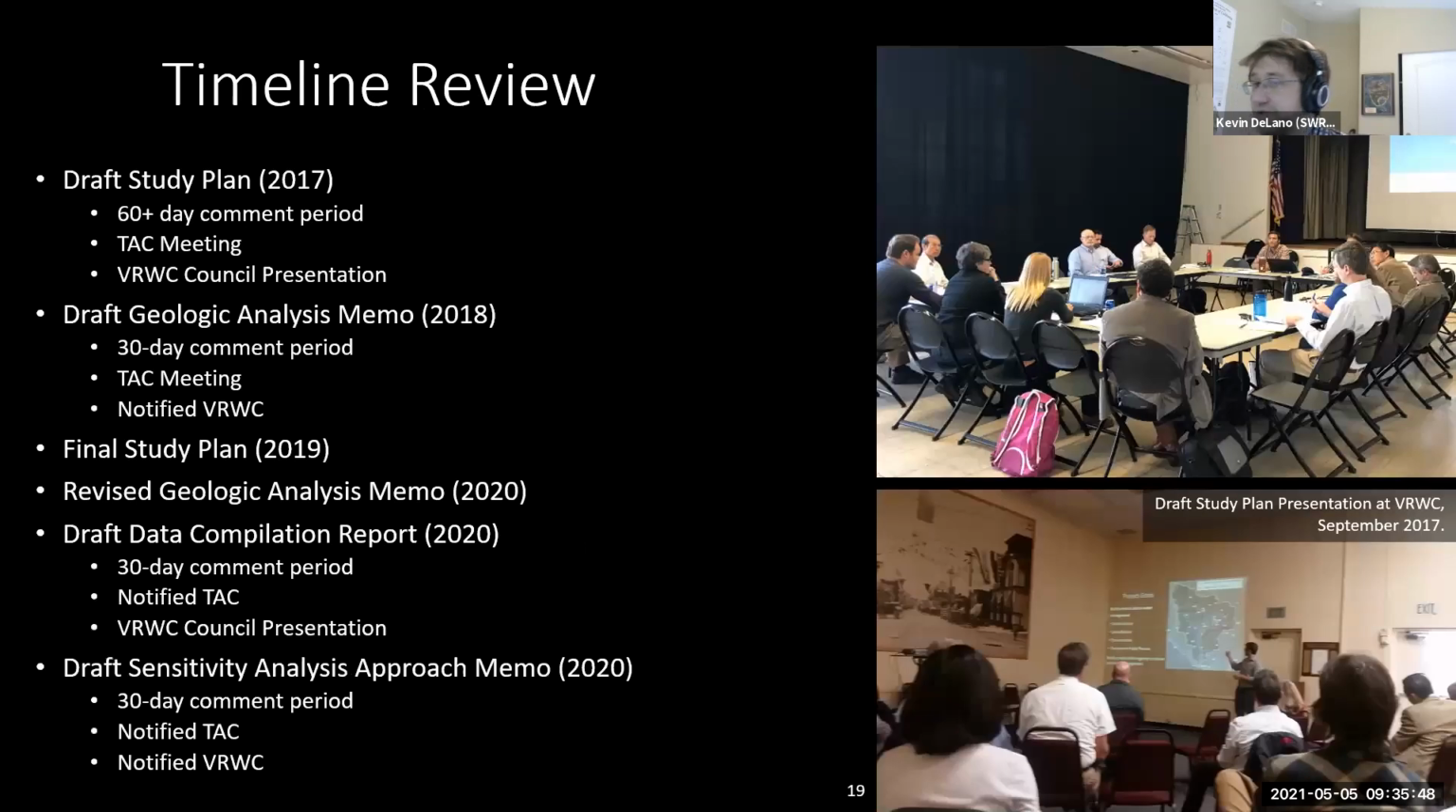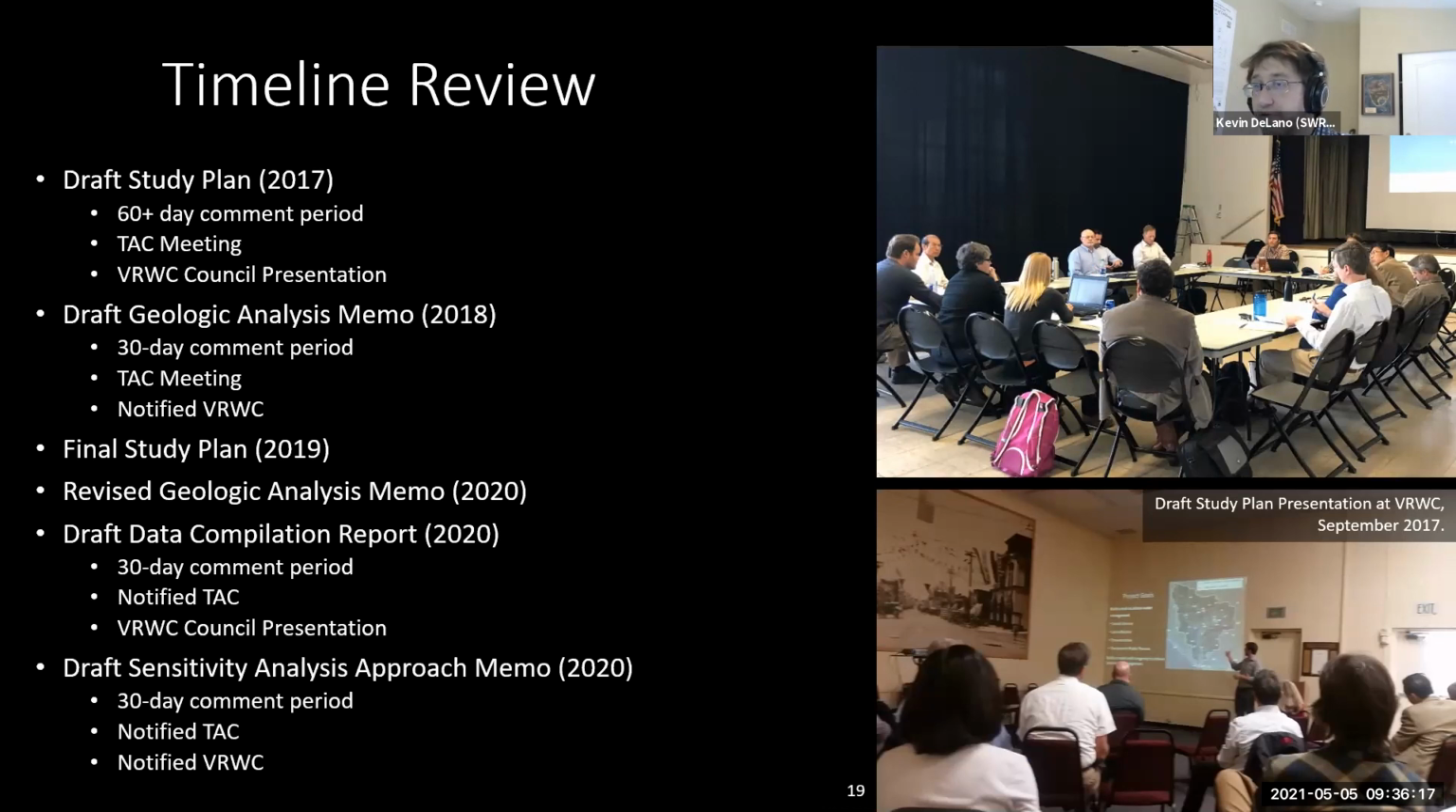With my remaining slides, I'm just going to review the project history. So this contract started in 2017. That's when we started working with Geosyntec and DB Stevens. So in 2017, we released a draft study plan, and in 2018, we released a draft geologic analysis. The purpose of the draft study plan was to outline our model development roadmap. These are the key model development steps that we're going to take.